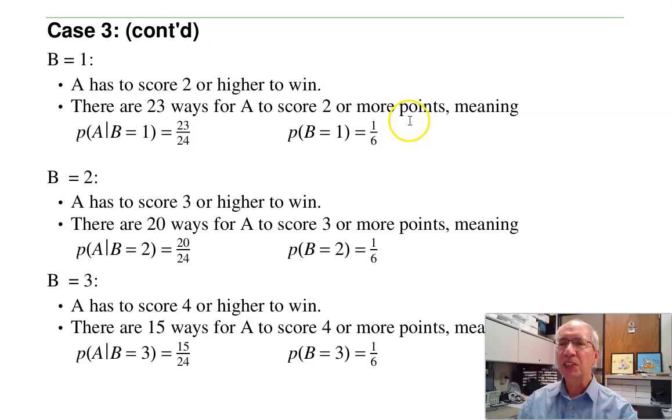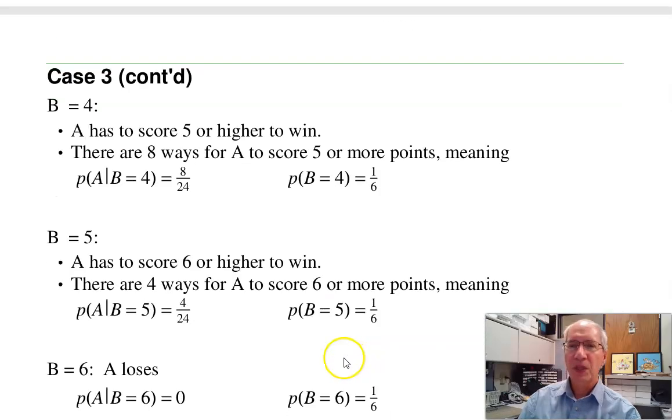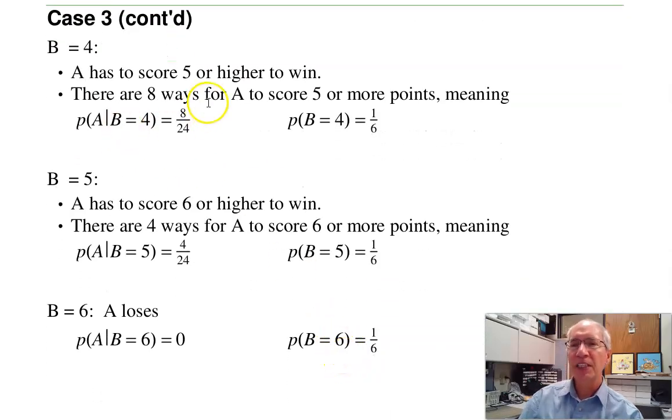B's got a 1 in 6 chance of rolling a 1. If B rolled a 2, A has a 20 in 24 chance of winning. Has to roll 3 or higher. Chance that B rolled a 2 is 1 in 6. If B rolled a 3, it's 15 in 24. If B rolled a 4, A has an 8 in 24 chance. 5, 4 in 24 chance. 6, A loses. B wins on ties.